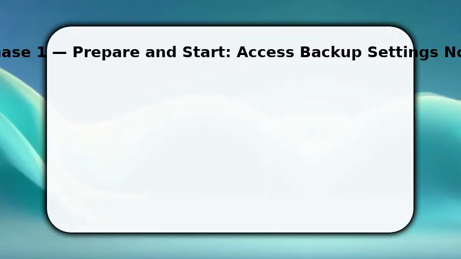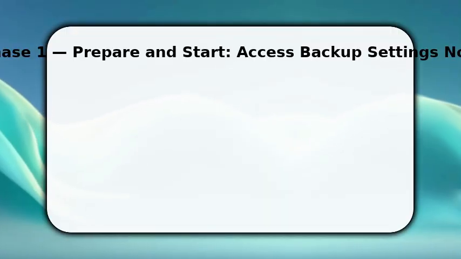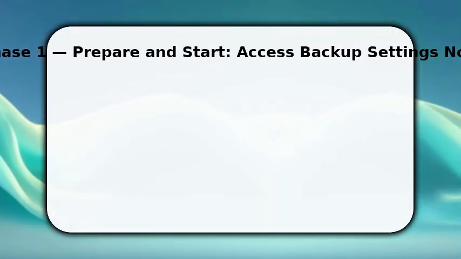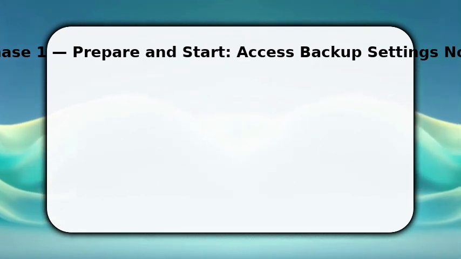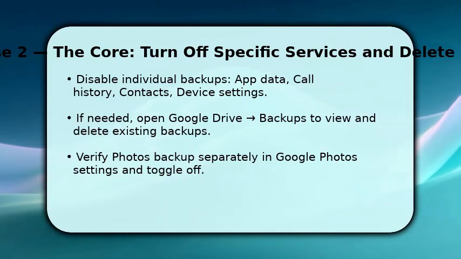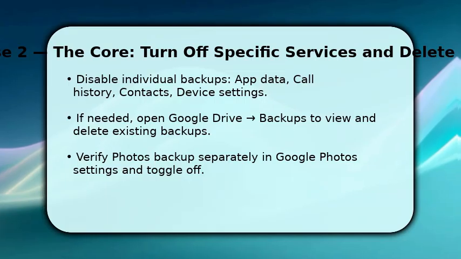This is the first actionable step. Make sure to note which services we're backing up, like app data and photos. Once done with the main toggle, drill down into specifics. Disable app data, call history, contacts, and device settings individually so you control what stops syncing.